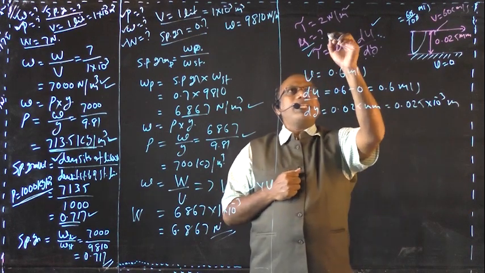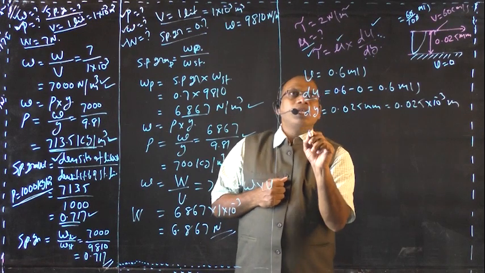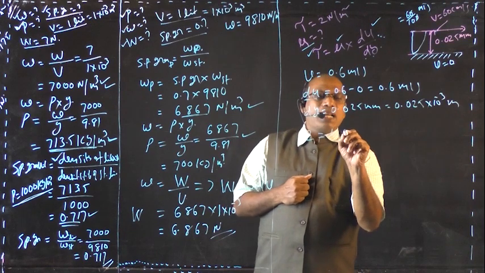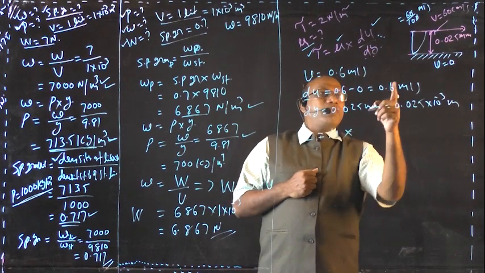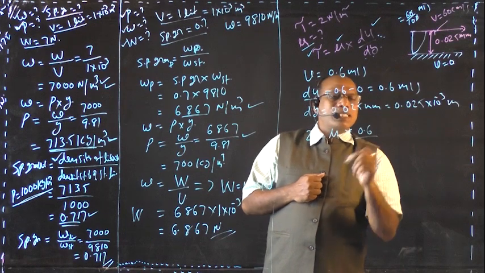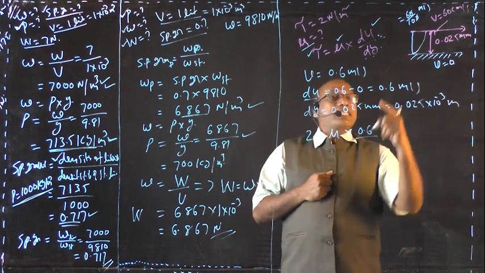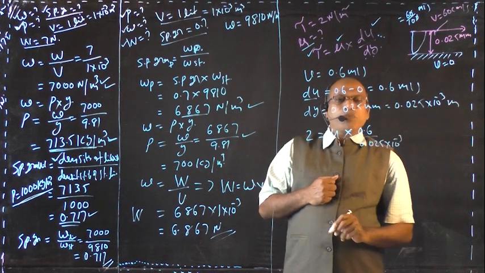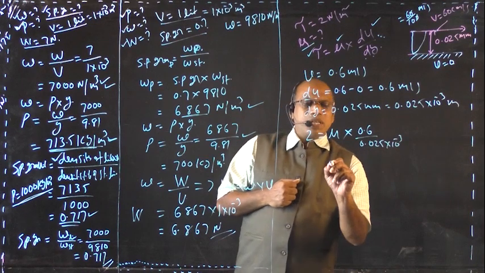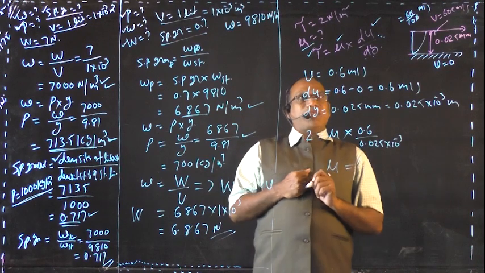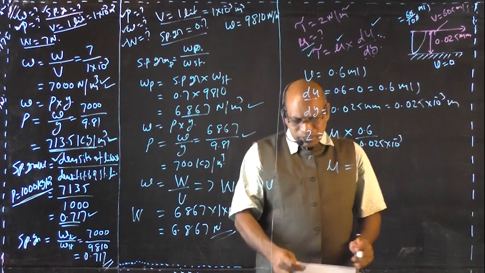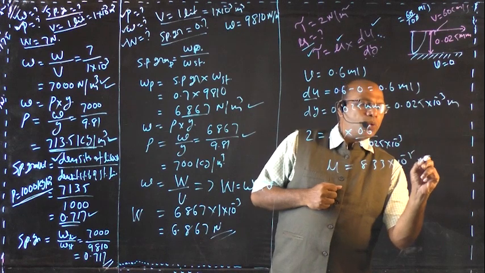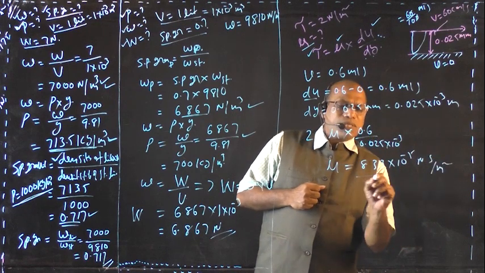Now the shear stress is given, equal to 2 Newton per meter square. So 2 is equal to mu, the viscosity, which is the unknown, times du, the change in velocity, equal to 0.6, divided by dy, which is given, equal to 0.025 × 10^-3. From this equation, the viscosity of the fluid mu is equal to 8.33 × 10^-5 Newton second per meter square. This is the viscosity of the fluid.